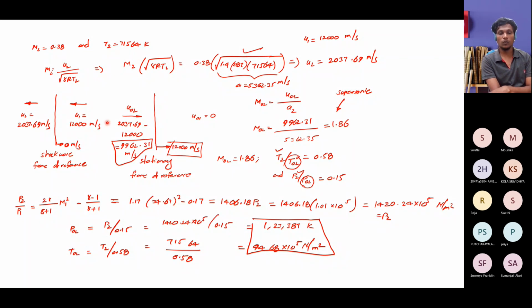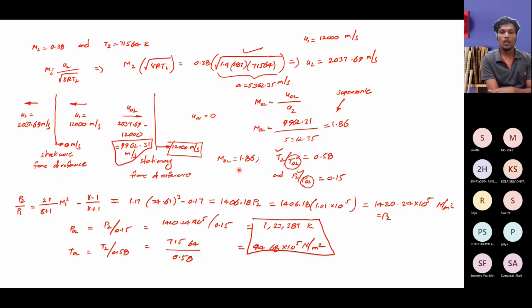For that particular purpose only, though the problem is given in the stationary frame of reference, we transform it to the shock wave frame of reference. And then we calculated the velocity induced by the shock wave in the stationary frame of reference. Then we calculated the Mach number corresponding to that. We found it is a supersonic Mach number, that is, Mach number greater than 1.